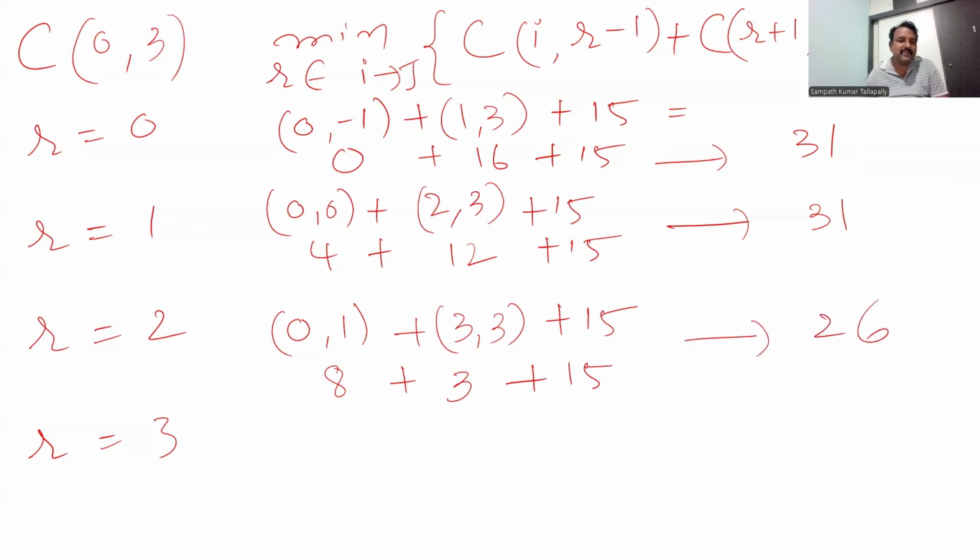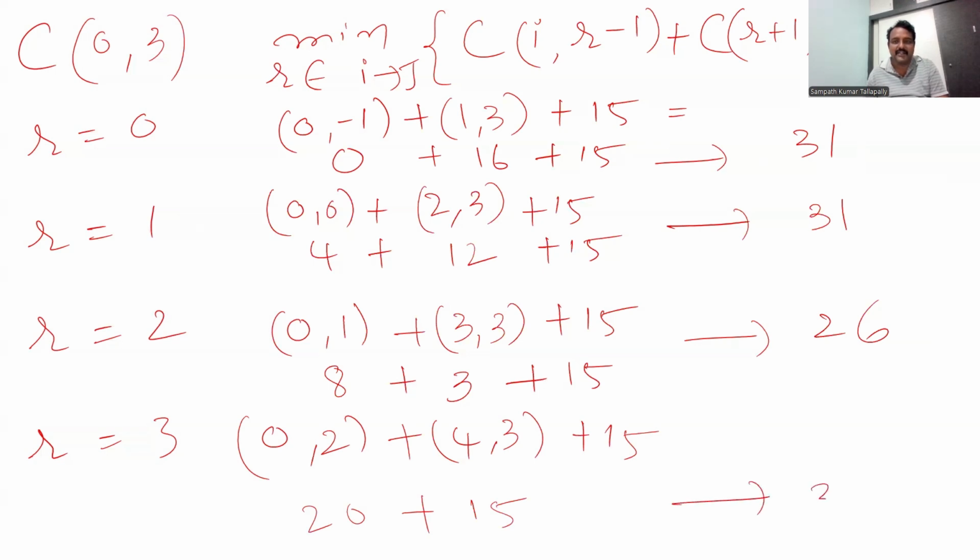Now when R is equal to 3, it means that the element indexed by 3 is treated as my root element. So if it is treated as a root element, what values do we get? (0,2) plus (4,3) plus 15. So this is 20 plus 15, because (4,3) doesn't exist, it is 0. So we are going to get 35.